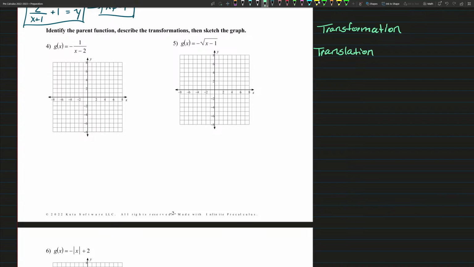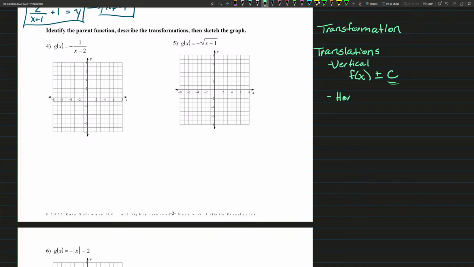So for translations, this is shifting things left and right or up and down, and that's it. For translations, we have vertical. In order to move something up or down, we add or subtract a number to the outside. So anything on the outside of a function is up and down, anything on the inside of a function is left and right. This C is on the outside of the function, so it's up and down.